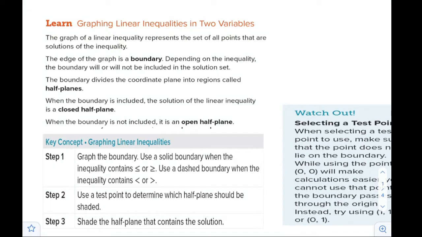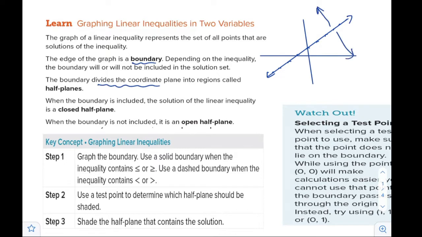So in the inequality, we will graph the boundary line. This is the coordinate plane, and we will have some boundary line like this. This boundary line can be solid or dashed or dotted, and it will divide the coordinate plane into regions called half planes. So this cuts the coordinate plane into half planes.